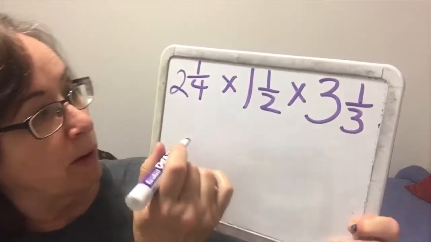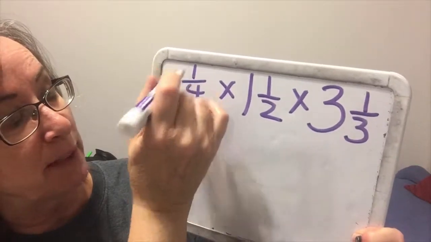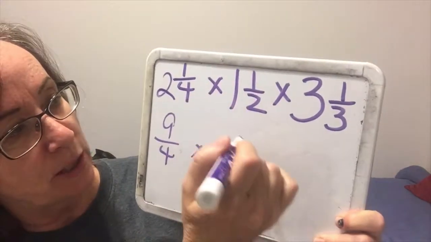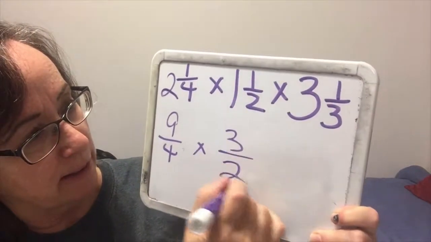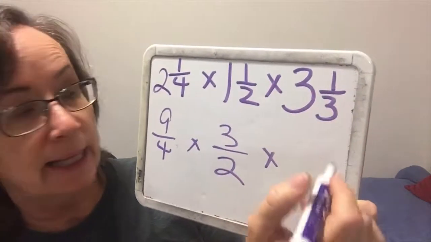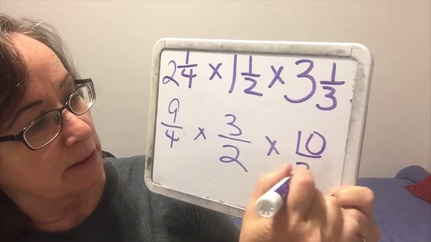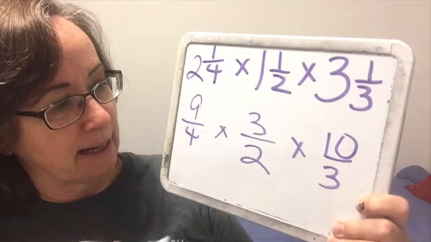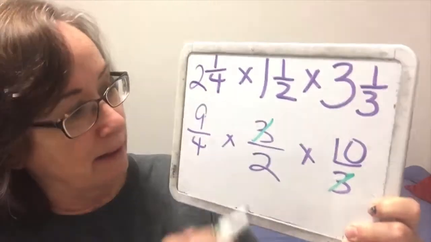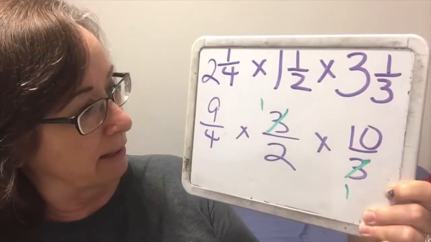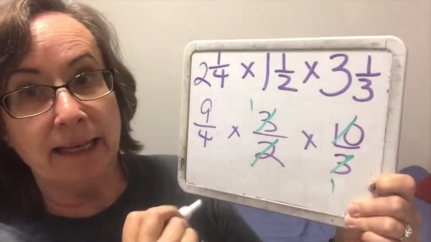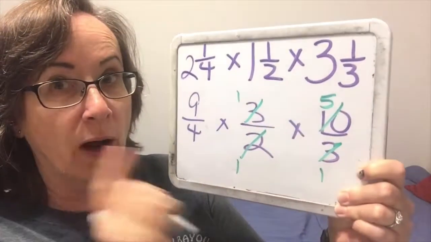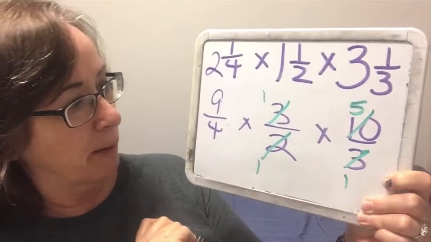So 2 and 1/4 will be 4 times 2 is 8 plus 1 is 9, 9 fourths, times 1 times 2 is 2 plus 1 is 3 halves, times 3 times 3 is 9 plus 1 is 10 thirds. Oh, this one's nice because you can see right away that I have a 3 that's going to cancel a 3 with a 1 and a 1. Poof, it's gone. So now we've got a 2 and a 10, which 2 divided by 2 is 1, 10 divided by 2 is 5. Remember, I'm always dividing by the same number on the top and the bottom.